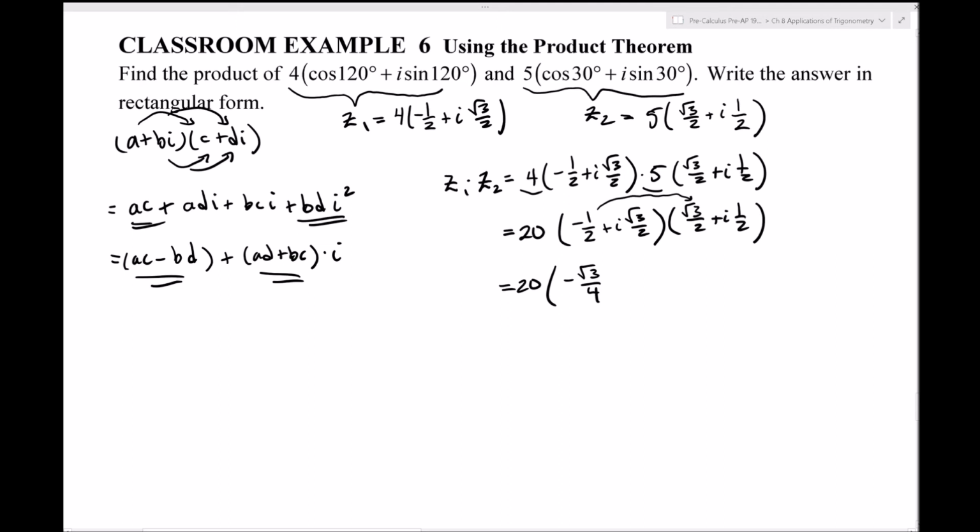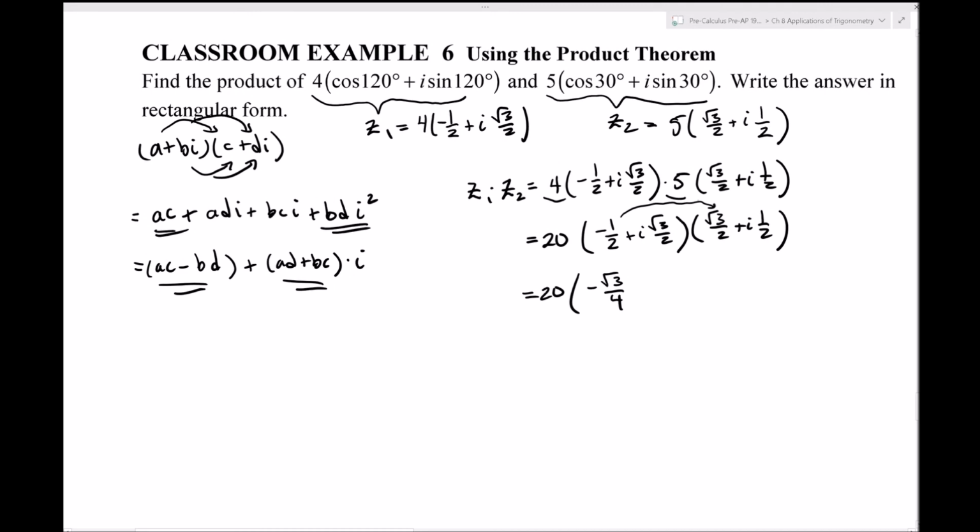Remember, you multiply across. Numerator with numerator, denominator with denominator. The 2 times 2 on the bottom becomes a 4. Negative 1 times square root of 3 is negative square root of 3. And then plus these two. Negative 1/2 times I times 1/2, minus I times 1/4.